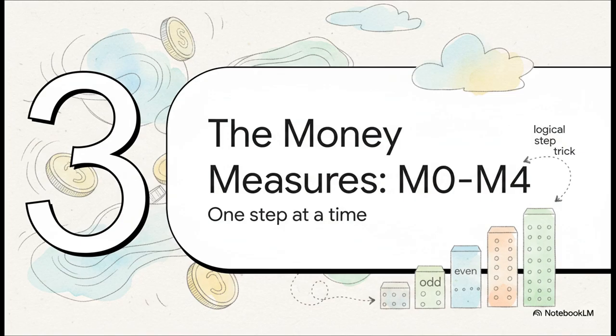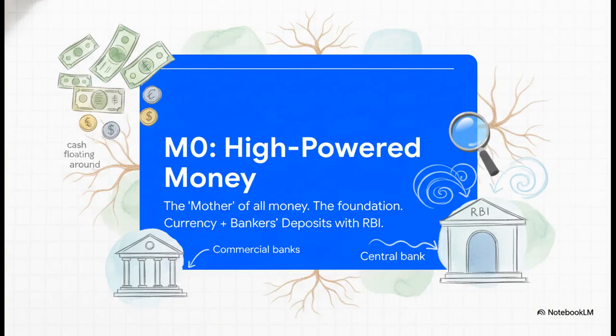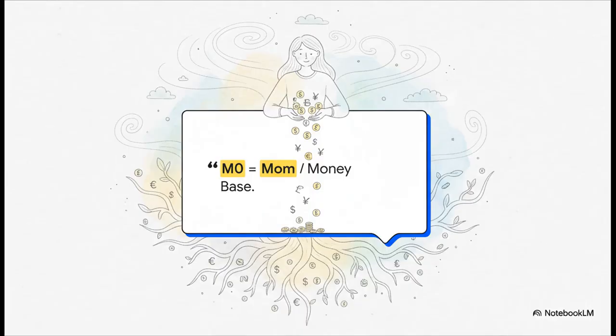So now that we've got our two main tools, liquidity and our odd-even trick, let's start building this thing from the ground up, one logical step at a time. We have to start at the foundation, with M0. This is also called high-powered money or the monetary base. Think of it as the bedrock. It's basically all the physical cash out there, plus the deposits that commercial banks have to keep with the Reserve Bank of India. So a great way to remember it is this. M0 is like mom money. It's the money base. It's where everything else comes from. It's the foundation of the whole system.